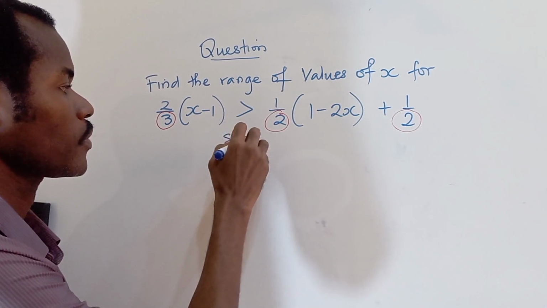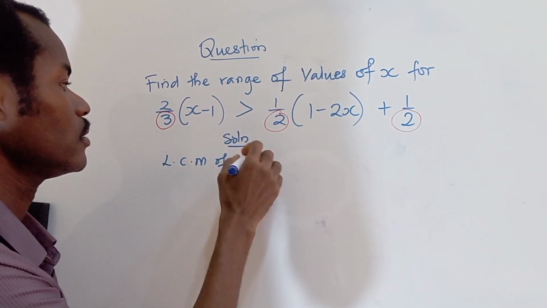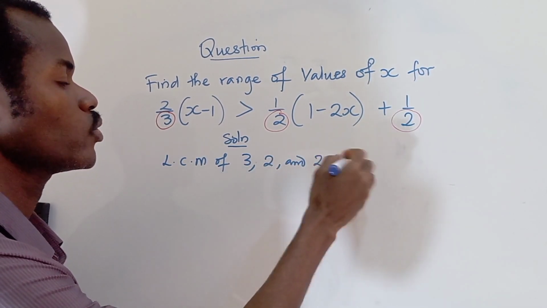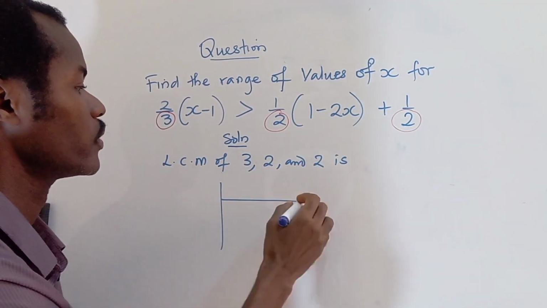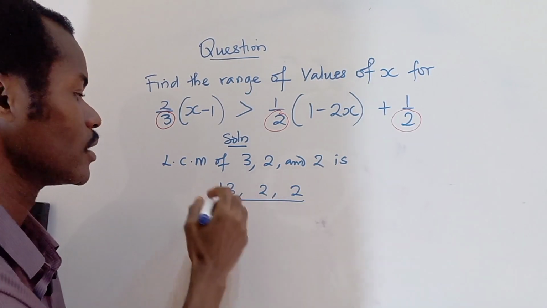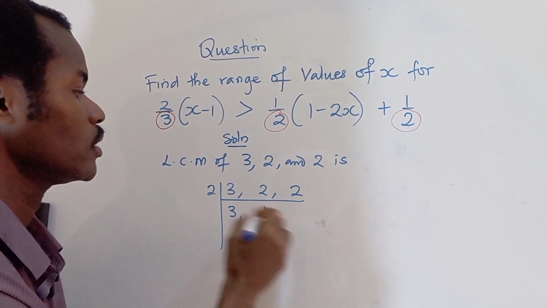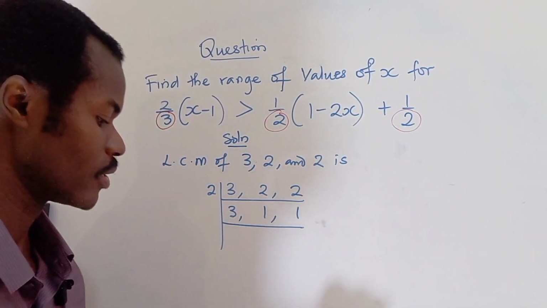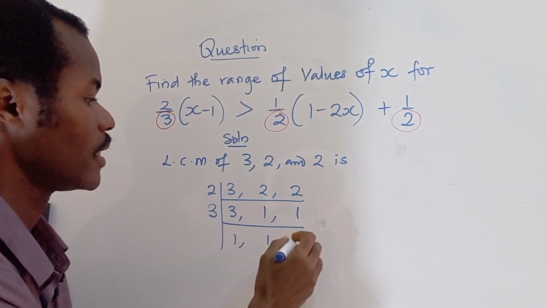So our solution, the first thing I want to do is look for the LCM of 3, 2, and 2, because we want to use it to multiply all through. Let's quickly work on the LCM. We have 3, 2 and 2. 2 is the smallest, so 2 can go. 2 into 2 is 1, and 2 into 2 is 1. There is just one method of solving for our LCM. So 3 can also go, so we have 1, 1, and 1.